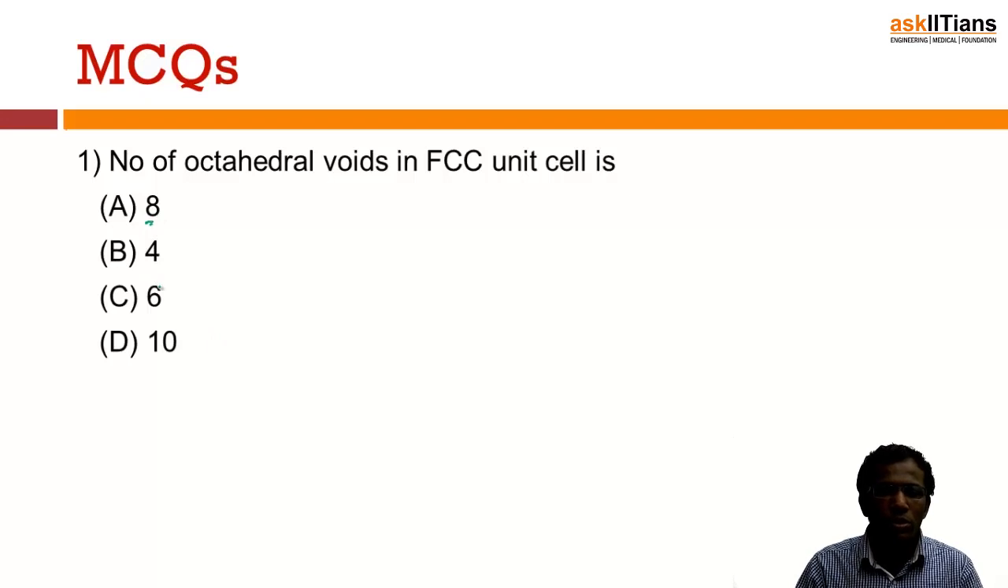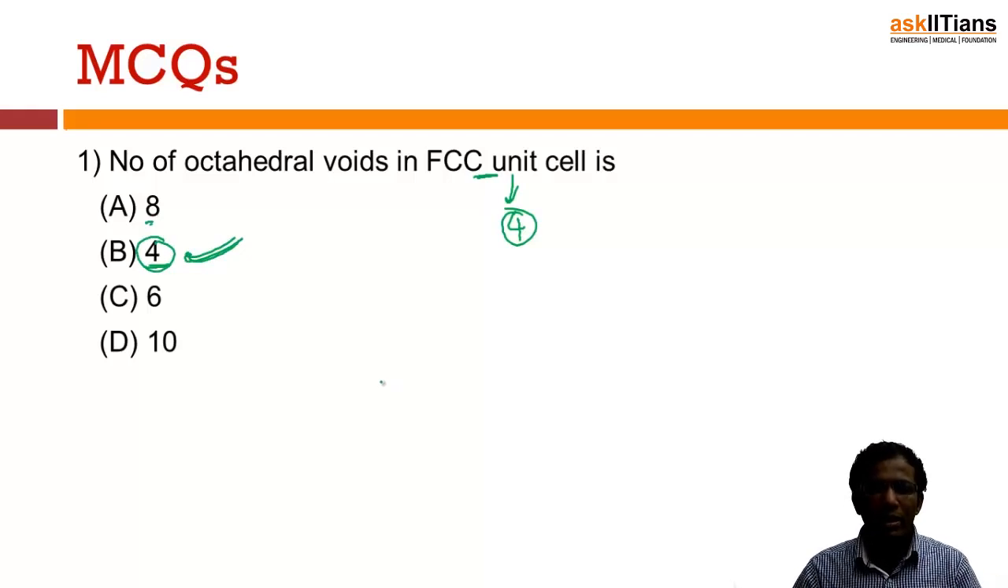Okay. So the number of octahedral voids in FCC unit cell. To know the number of voids, we have to know the number of particles. The number of particles in FCC unit cell, we know, is 4. So if the particles are 4, then octahedral voids are equal to the number of particles. So we have 4 octahedral voids, which is option B. But if they ask you tetrahedral voids, then double the number of particles. So 8 will be the tetrahedral voids and 4 will be the octahedral voids.